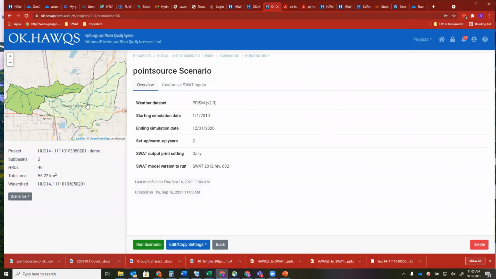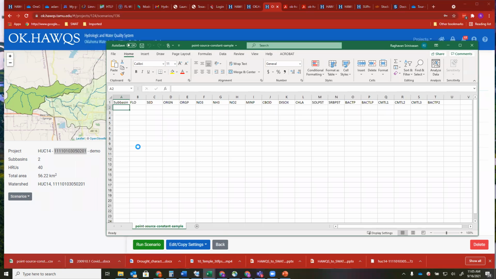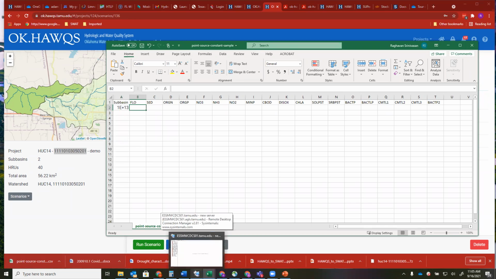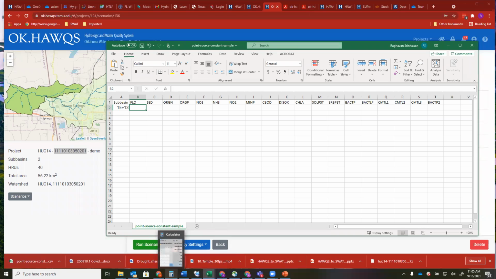That's the scenario. I need to know which subbasin I'm going to put a point source on. Let's say I want to put the point source on this subbasin here. So I simply take that value, go to Excel, type that value there, and I can say how much is the flow. Again, you need to know the units, and that's where the SWAT documentation will help you. SWAT accepts only metric units. So let's say you want to put, I don't know, 500,000 gallons per day, which is what the new permit is. You can take that number and convert it into cubic meters per day.